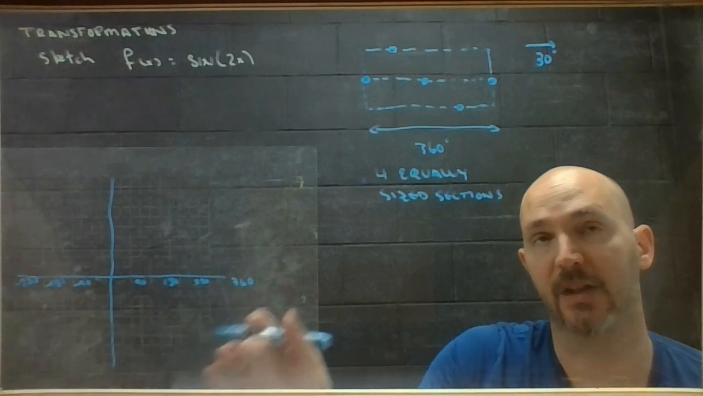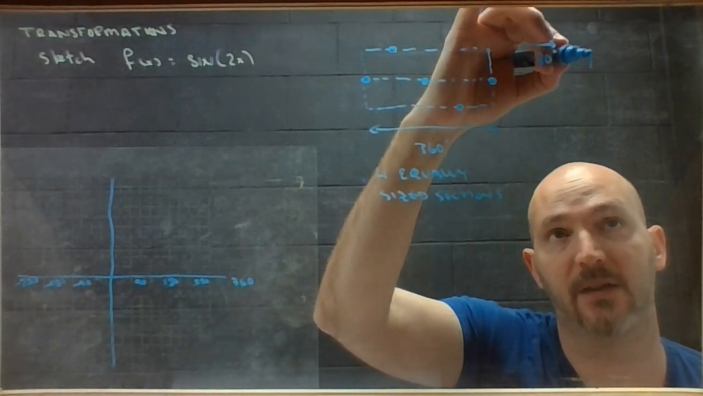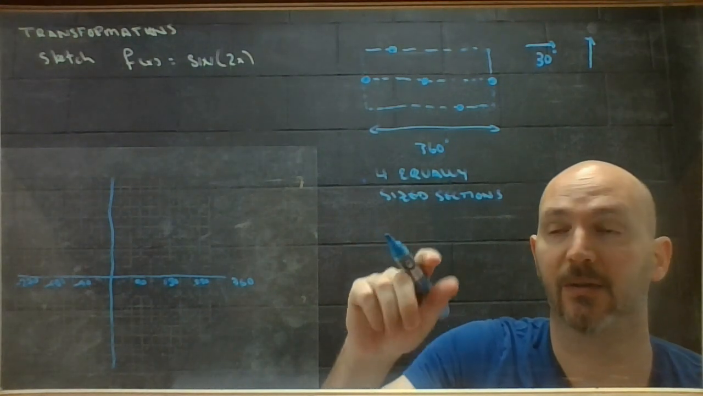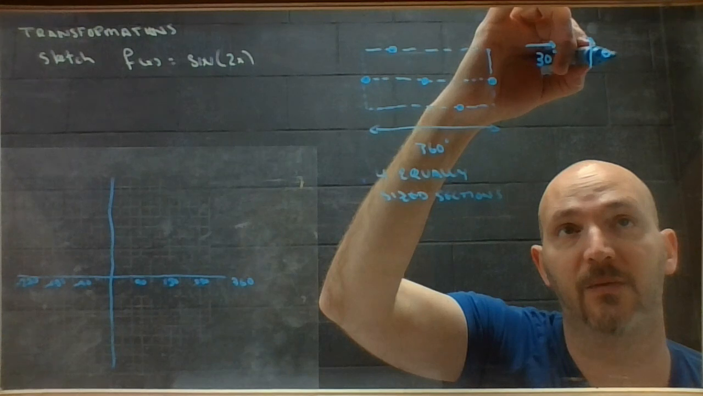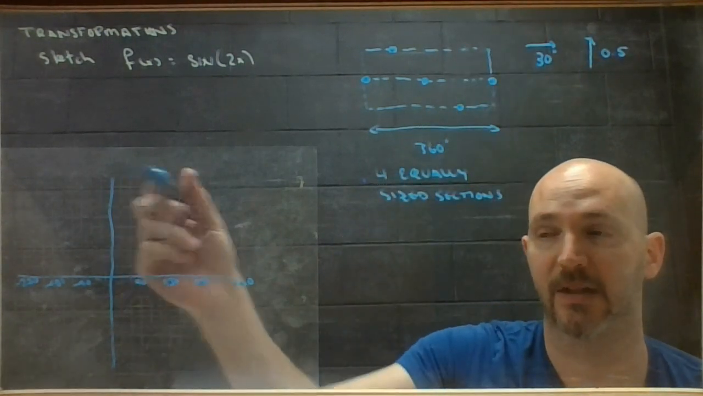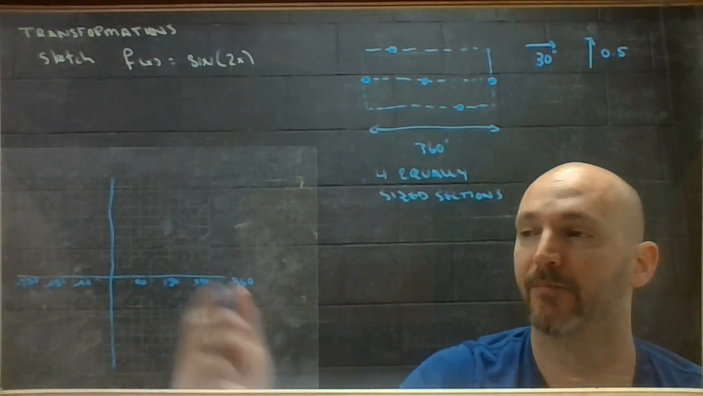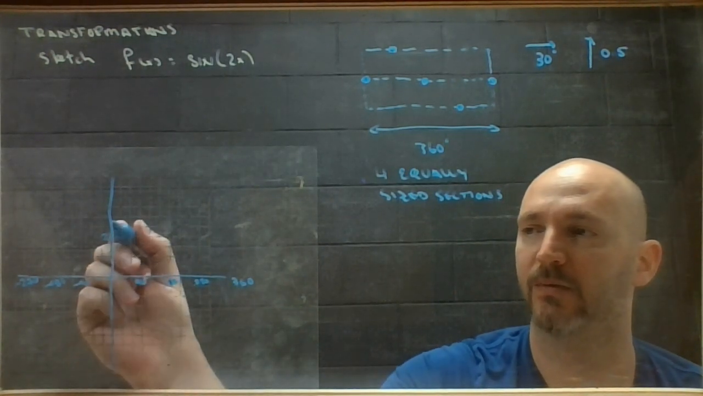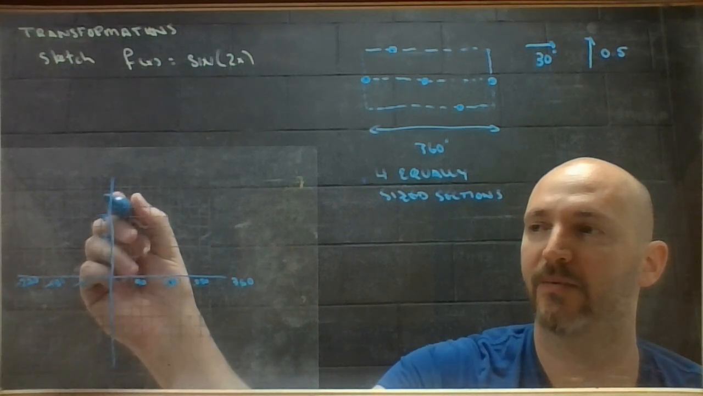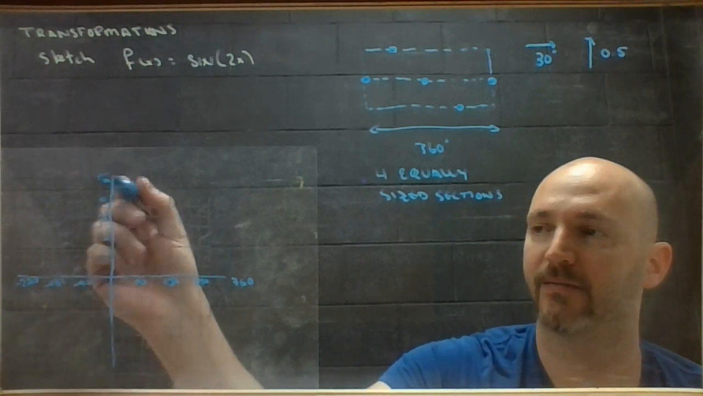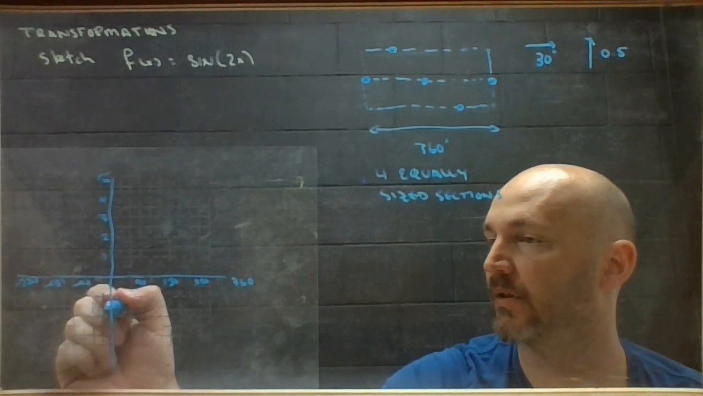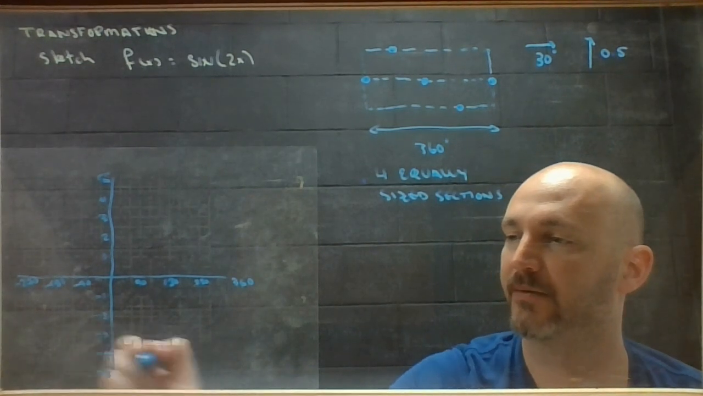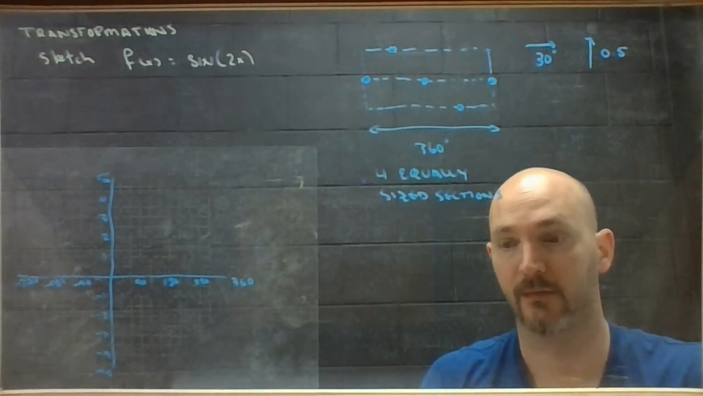Now, if I've already changed the X scale, I'm going to change the Y scale as well, just so I can get a curve that's tall enough that I can really see what's going on. I'm going to use 0.5 as each step on my Y-axis. So 0.5, 1, 1.5, 2, 2.5, 3, 3.5, 4, 4.5, 5, and negative 1, negative 2, 3, 4, 5. Okay.